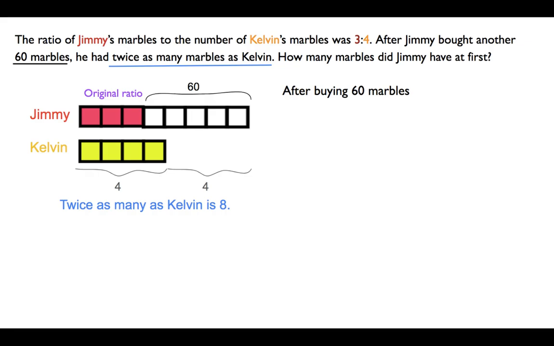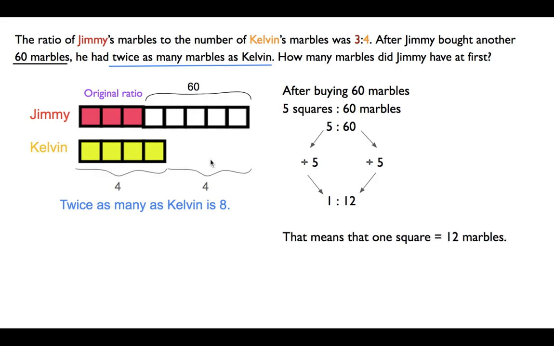So now I can think of my ratio as there's 1, 2, 3, 4, 5 squares, and it represents the 60 marbles. I can write that as a ratio of 5 to 60. I can simplify this ratio because they're both divisible by 5. If I divide the first number by 5, I must divide the second number by 5. And now my simplified ratio is 1 to 12. That means that every one square represents 12 marbles. So I'm going to put 12 in each one of these white boxes.